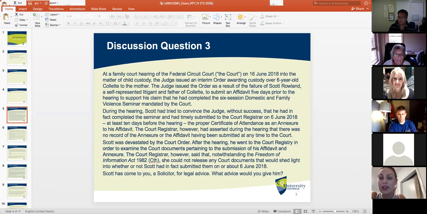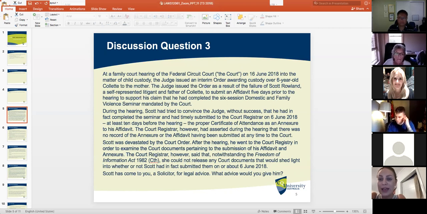During the hearing, Scott had tried to convince the judge, without success, that he had in fact completed the seminar and had timely submitted to the court registrar on 6 June 2018, at least 10 days before the hearing, the proper certificate of attendance as an annexure to his affidavit. The court registrar, however, had asserted during the hearing that there was no record of the annexure or the affidavit having been submitted at any time to the court.